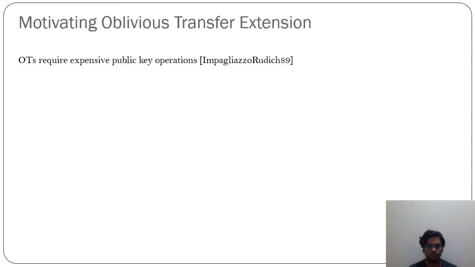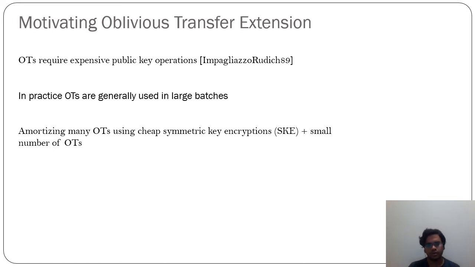So OT is a very useful primitive because it is known that it is complete for MPC and it has many other applications. But there's a catch to it. OTs require expensive public key operations. You cannot obtain them only from symmetric key operations. However, in practice, OTs are generally used in large quantities. That is, you need m OTs for garbling, and similarly, in every application you require a large number of OTs. So it makes sense that you want to amortize the cost of generating a large number of OTs.